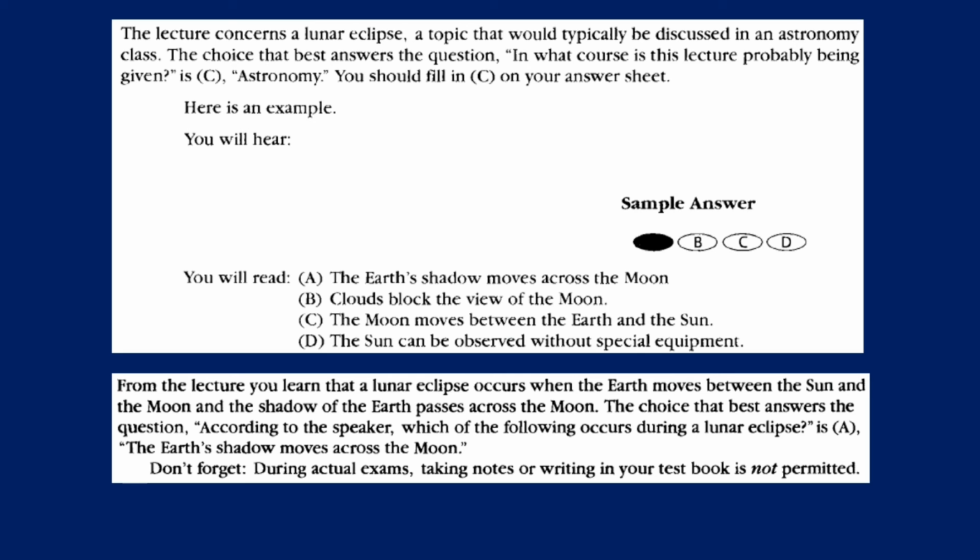From the lecture, you learn that a lunar eclipse occurs when the Earth moves between the sun and the moon, and the shadow of the Earth passes across the moon. The choice that best answers the question, according to the speaker, which of the following occurs during a lunar eclipse, is A. The Earth's shadow moves across the moon. Don't forget, during actual exams, taking notes or writing in your test book is not permitted.